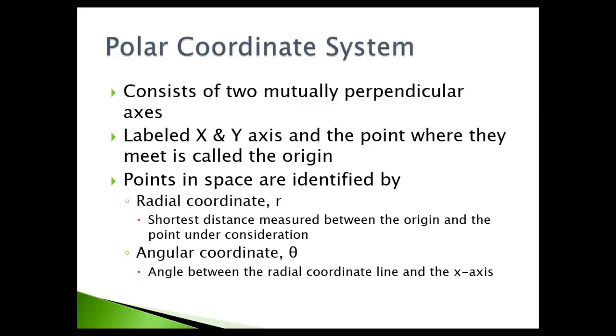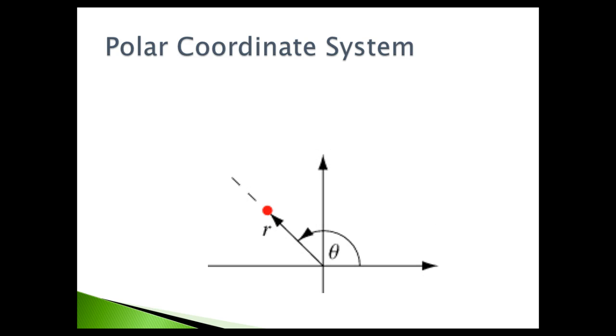Now the other system is the polar coordinate system, and this one is a little bit different, okay? You still have axes, you still have an origin, except for in this one, our coordinates are r's for the radial coordinate and thetas for the angular coordinate. So the radial coordinate is that shortest distance measured between the origin and the particular point. So kind of think about like a radius out to that point. And then the angle is between the radial coordinate and the x-axis. So to give you an idea of the polar coordinate system, ours is going to look something like this.